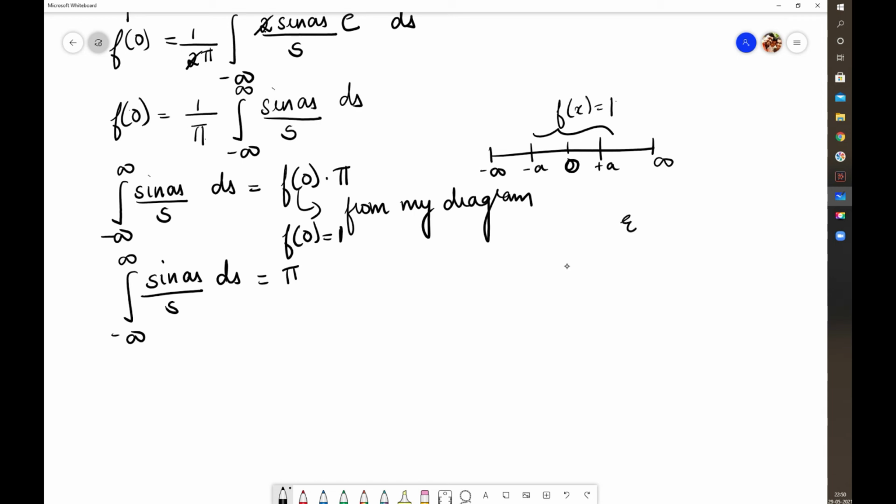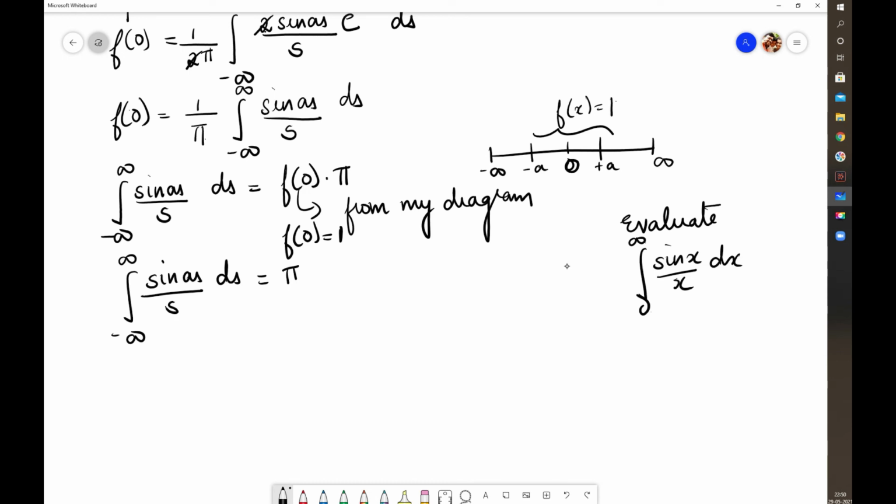So what is my question? In my question, I have to evaluate the integral from 0 to infinity of sine x by x dx. I have to find that out. So now what do you think is the change? Here the limit is minus infinity to infinity, whereas here the limit is 0 to infinity.